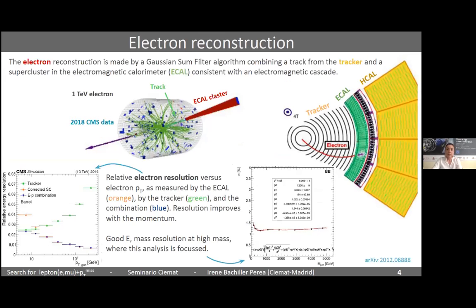I will now explain how to reconstruct the main particles, the main objects of this analysis, starting with the electron. The electron is reconstructed using the information from the tracker here, and the deposit that it makes in the ECAL. With this combination together, it gives a very good electron resolution, a high PT, and a good mass resolution, even for high masses. That is where this analysis is focused.